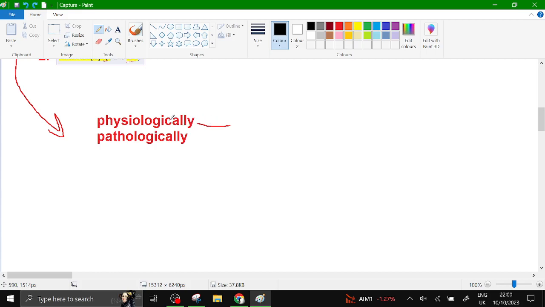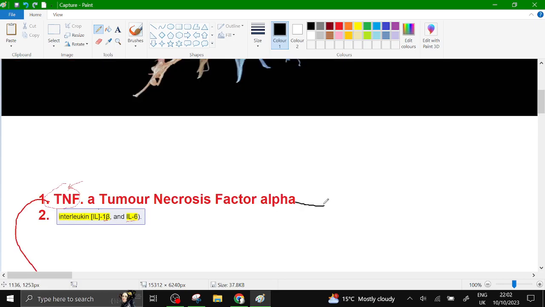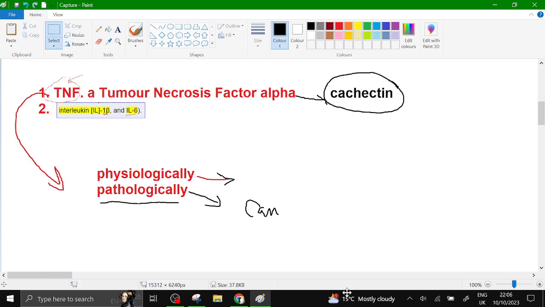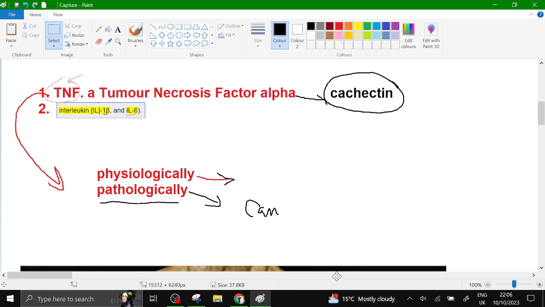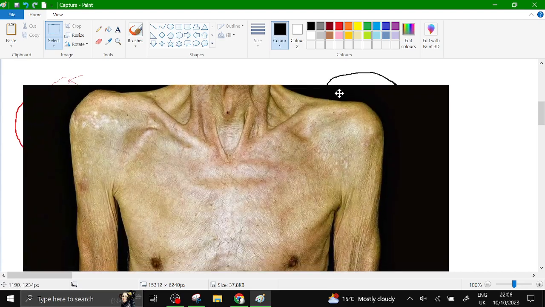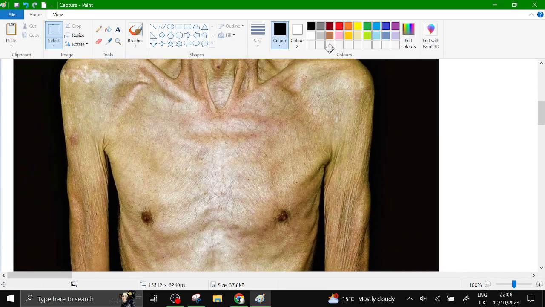So the TNF is produced physiologically by the macrophages and produced pathologically by the cancer cells. One last thing about the TNF, it has another name. It's also called cachectin. The reason it's called cachectin is because patients who have cancer have what is called cachexia. So this is a patient with cancer. As you can see, there is a lot of muscle wasting or muscle loss.